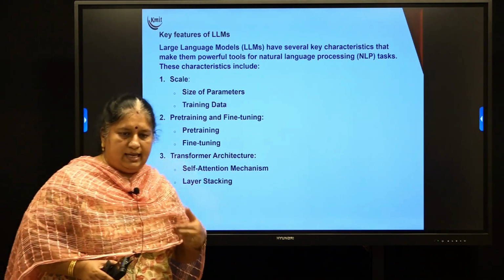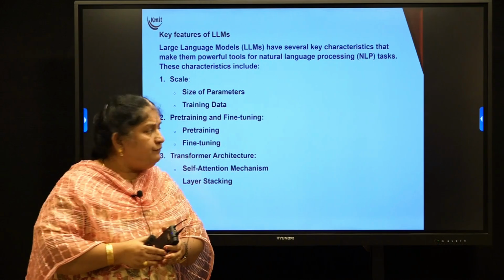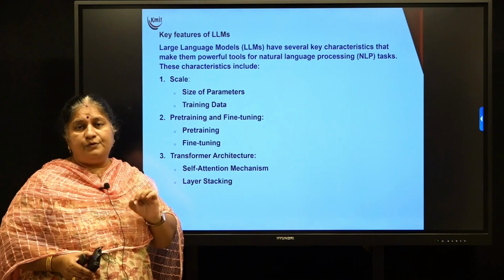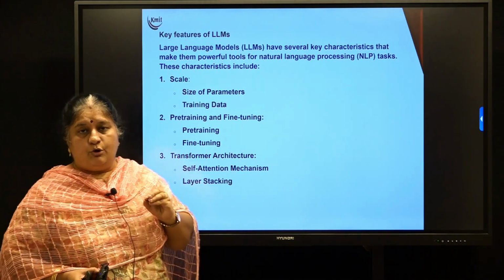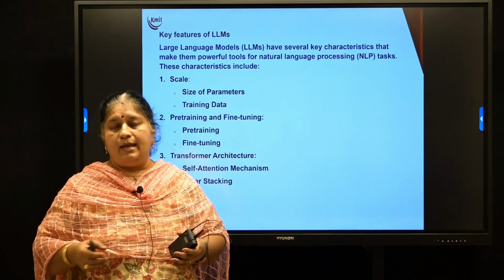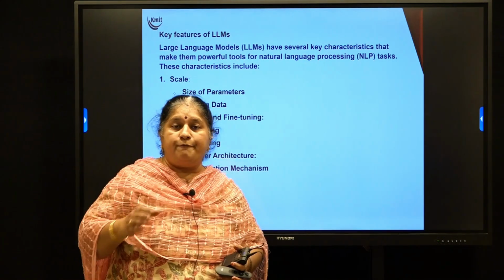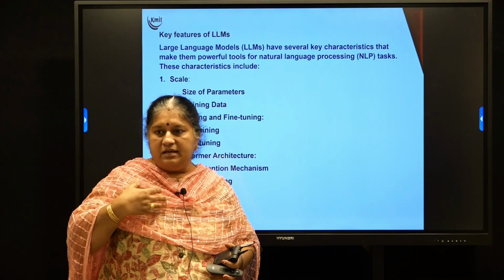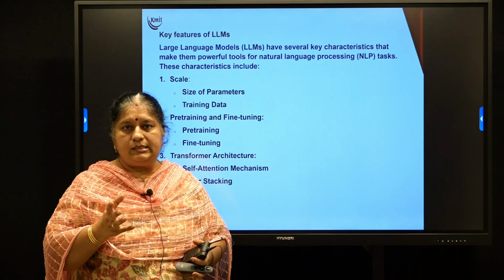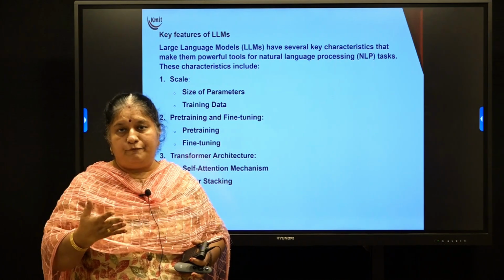When you talk about scale, we generally talk about the size of the parameters. Large language models, as I kept on mentioning, are trained on vast amounts of data sets, wherein the number of parameters will be considerably very high. Sometimes it ranges in the billions. There are a number of parameters in a data set whose number is in the range of billions.